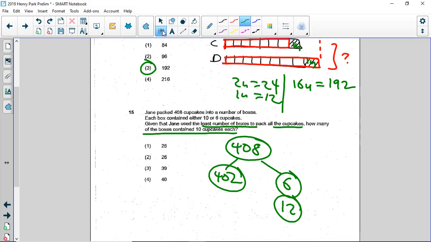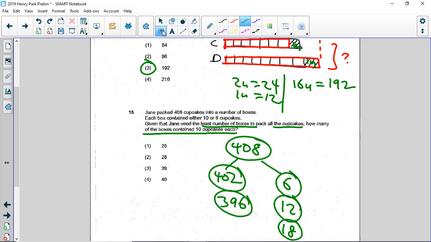And then what are the remaining cupcakes? Then you take 408 minus 12, you will have 396 cupcakes. And this 396 cupcakes cannot divide by 10 also, right? So you continue to list. By the way, 408 minus 12 is 396.